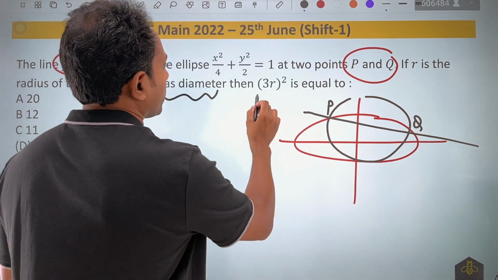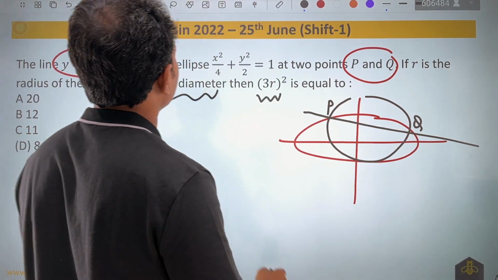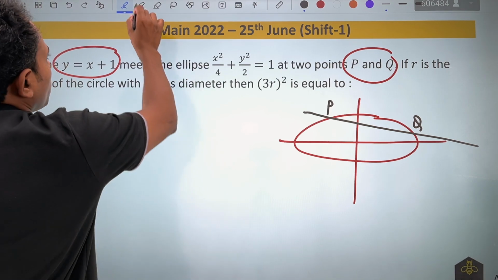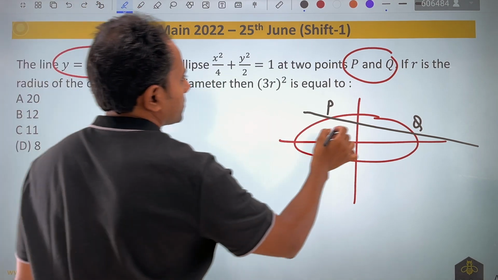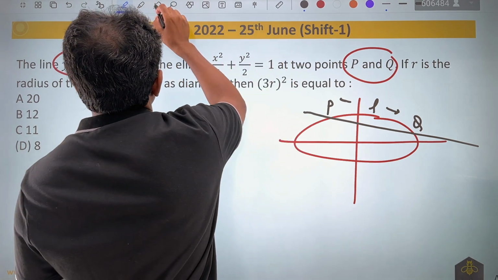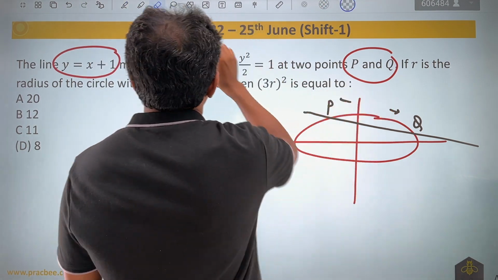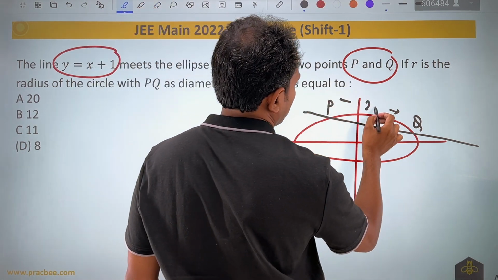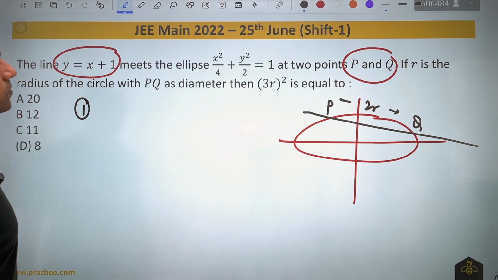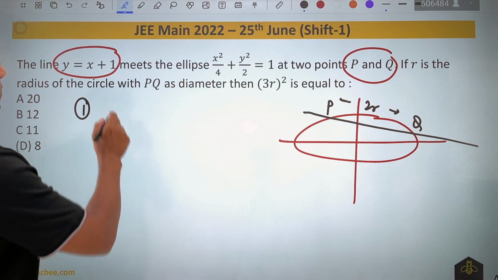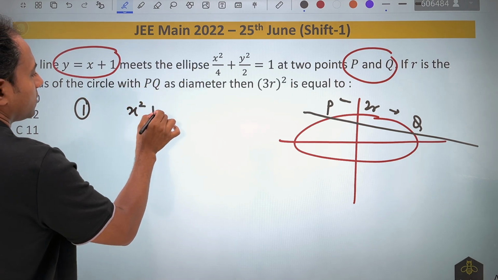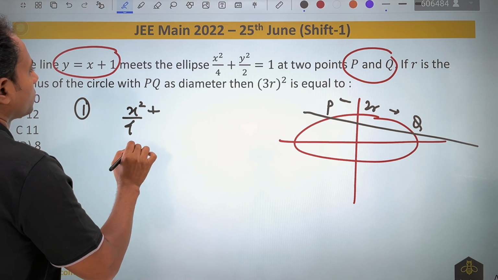Now they are asking the value of 3r square. So see, this circle etc. is unimportant. Largely you can see the circle is not going to make any difference. What we want is nothing but the length of this. This length will become nothing but 2r. So from here we will get the value of 2r directly. In order to do this, what we are going to do, that is important. So we are going to take the value of y from here, substitute in this line and find the points of intersection. So this becomes x square by 4.